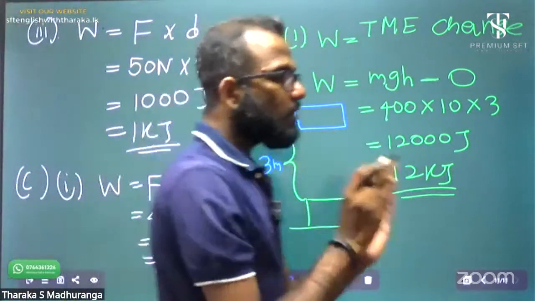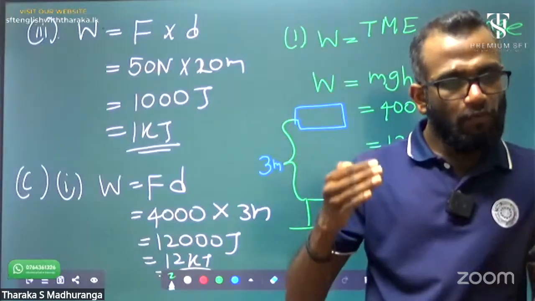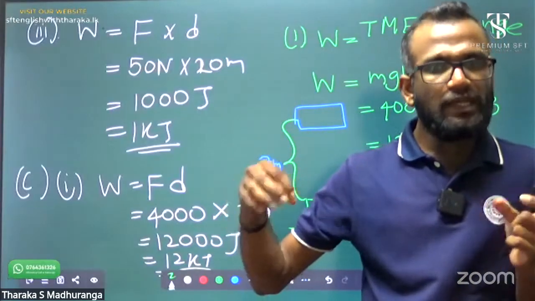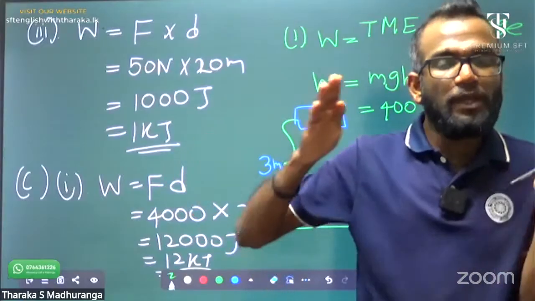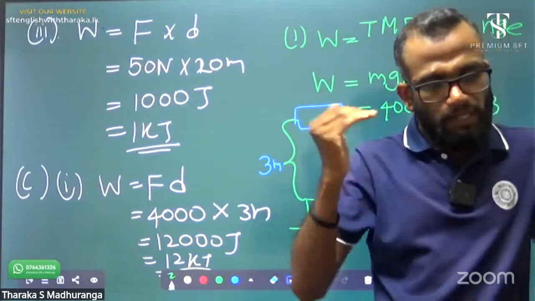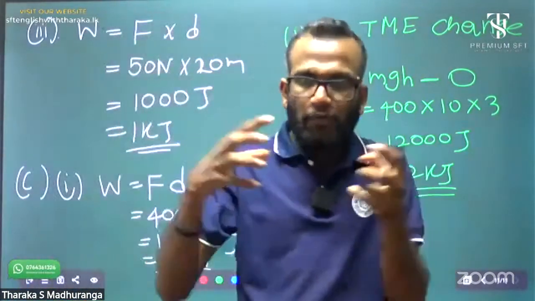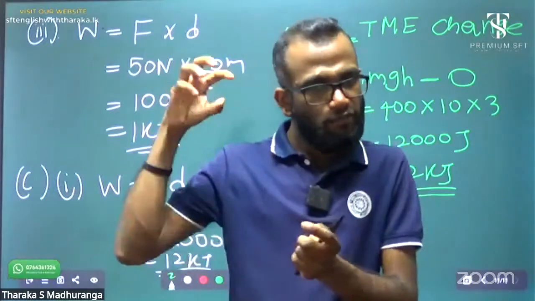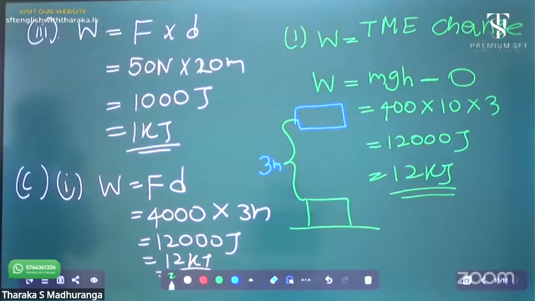Okay, remember work. For work, you have two equations now. Work equals force into displacement in the force direction, or work equals total mechanical energy change. Total mechanical energy change means final total mechanical energy minus initial total mechanical energy. Total mechanical energy means the sum of potential energy plus kinetic energy at any point. Okay? You have to remember that.